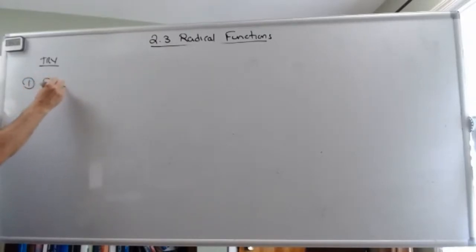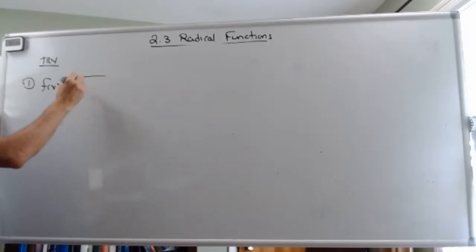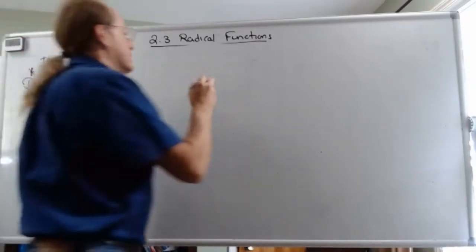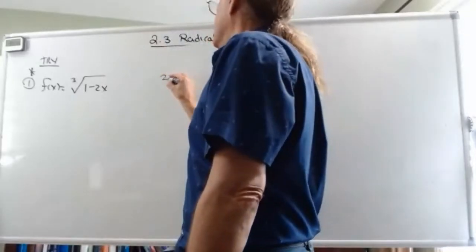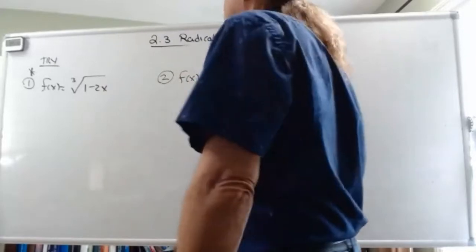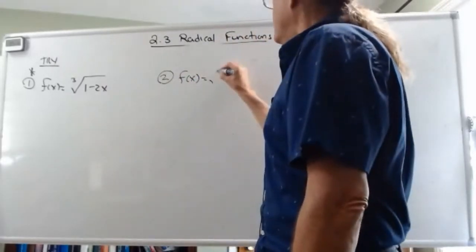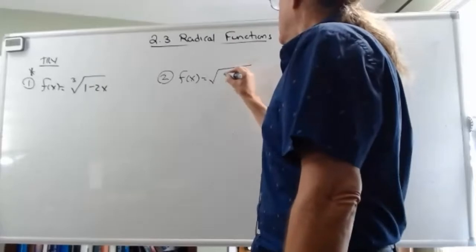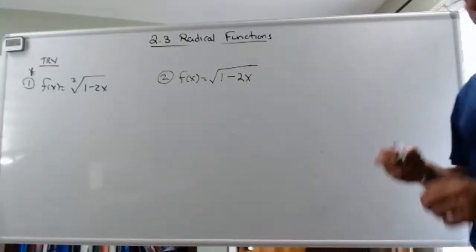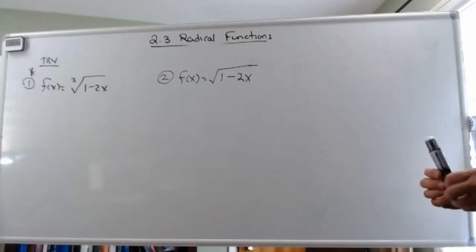f of x is equal to the cube root of 1 minus 2x. With a little asterisk here. Think before you try and solve this. Then let's look at one that's much more complicated. Not much more, but significantly more. Here's another f of x is equal to the square root of 1 subtracting 2x. In each of those, see if you can find the domain and the range.